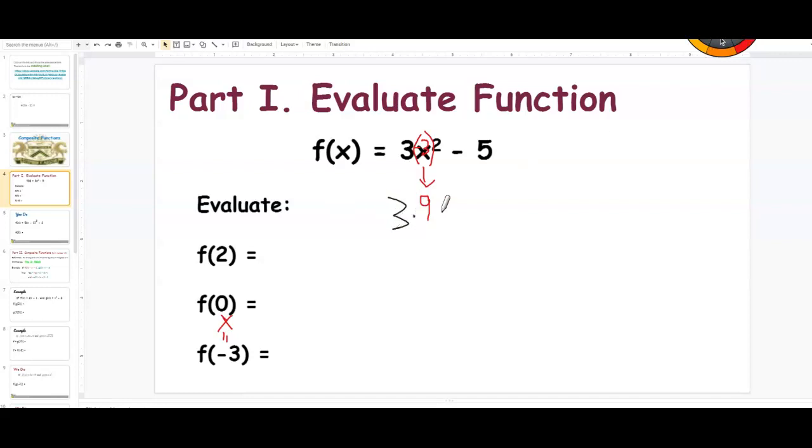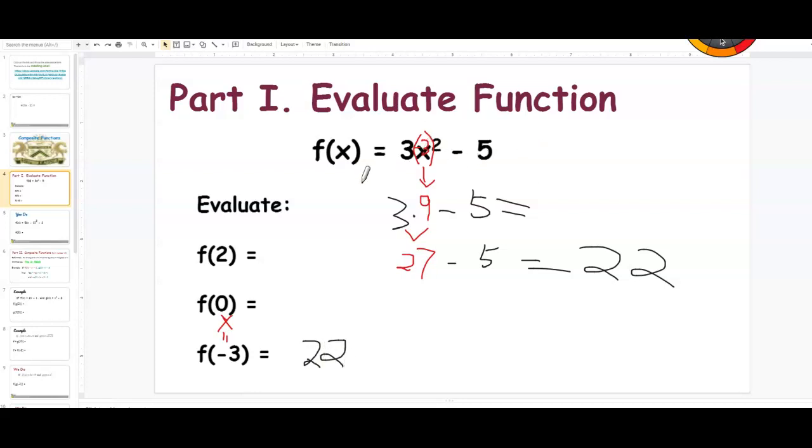So it's 3 times 9 minus 5. And keep calculating. 3 times 9 is 27 minus 5 gives you 22. And that's it. So when x equals negative 3, based on the equation, y equals 22. And that's it.